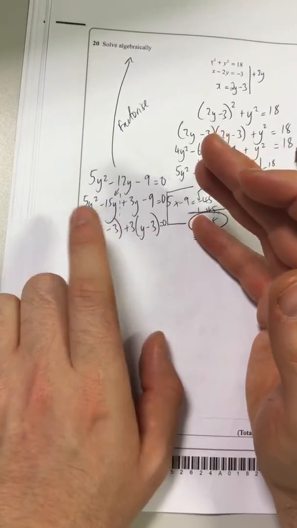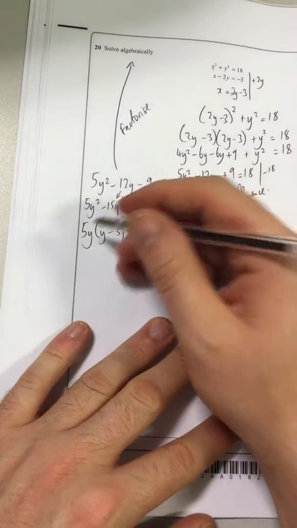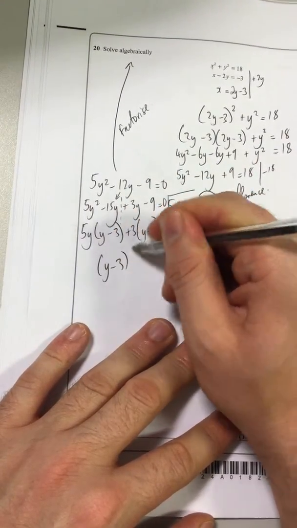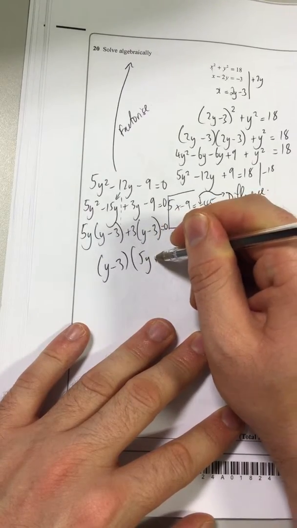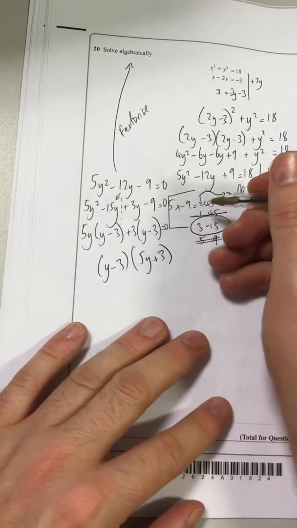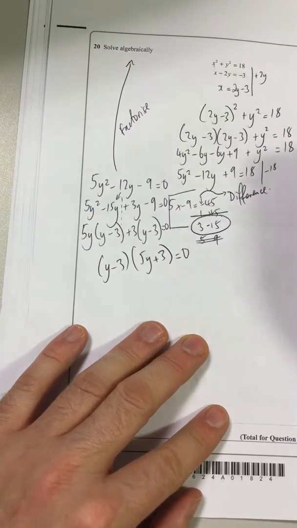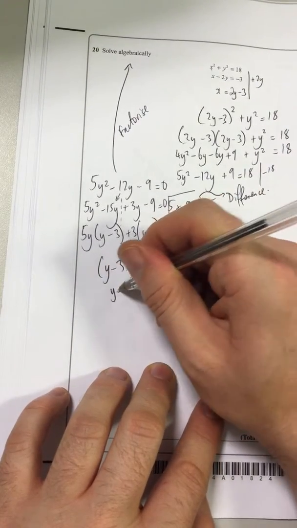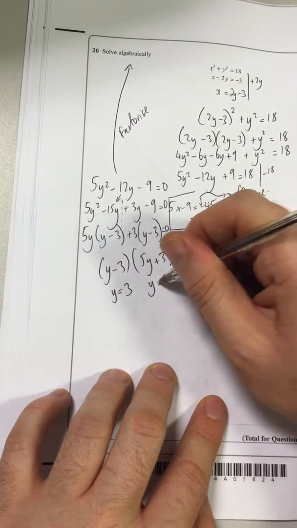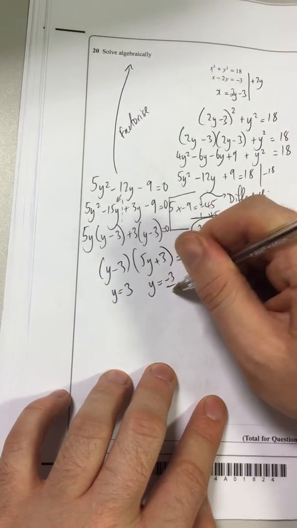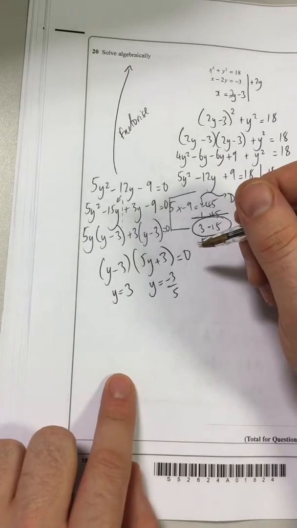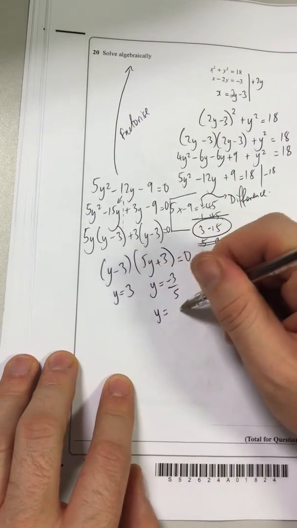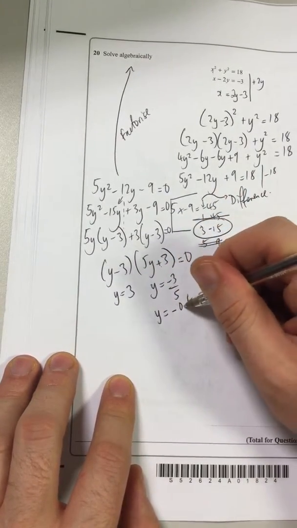Fantastic. Well done, Gregor. Because I've done it, I know the bracket's the same. I'm going to take that bracket out, and I've factorised that, which means I can now solve it. So solving it, y equals 3, or y equals minus 3 over 5. Okay, very straightforward. I'm just going to turn this into minus 0.6 because I think it's going to be easy.